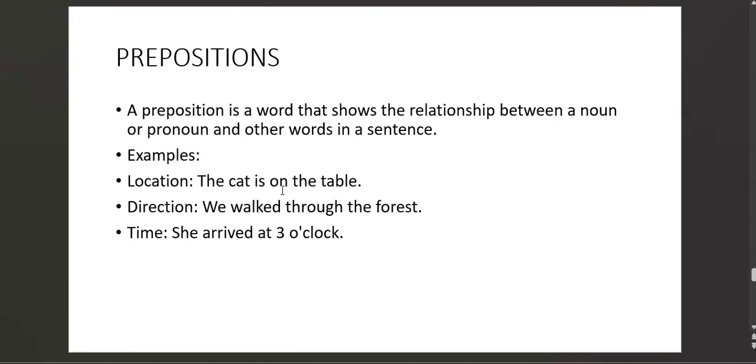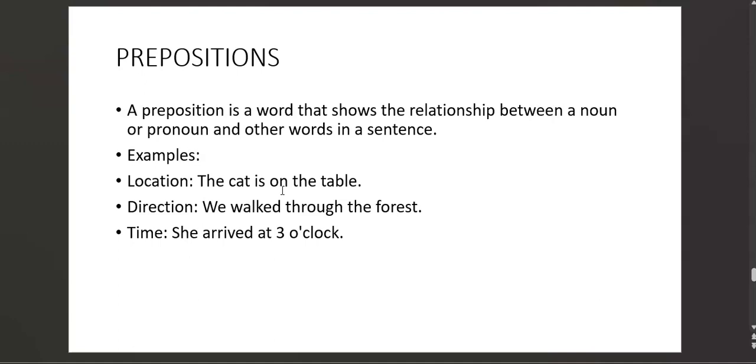So, location. We have other examples of prepositions of place. We have in, we have onto, we have on. For example, here we have up, we have down, we have sideways, we have east. We have under, we have between, we have in between, we have near. All these are prepositions of location or place. They show the relationship between a noun and a pronoun.